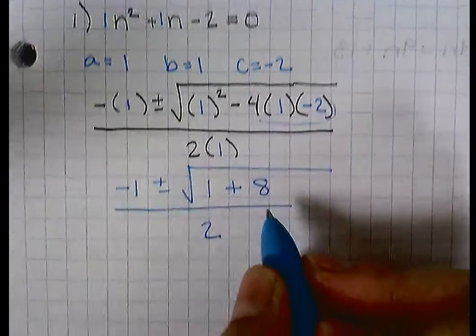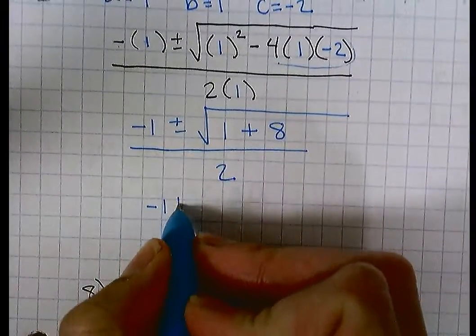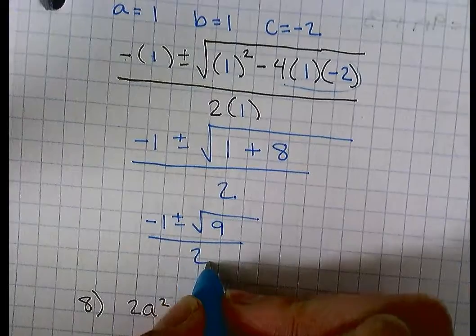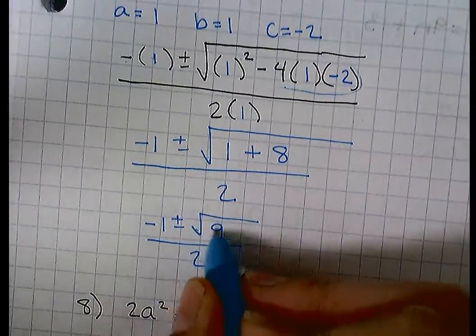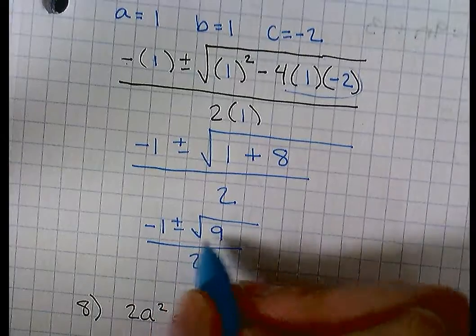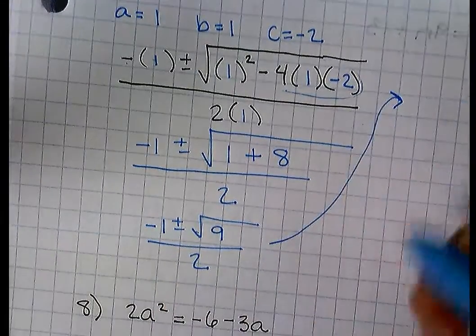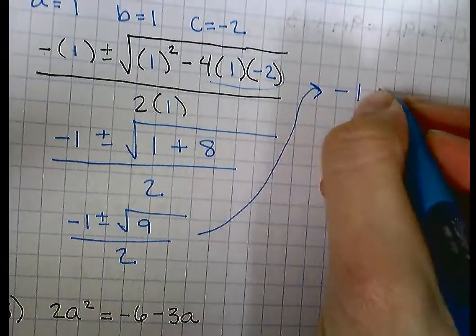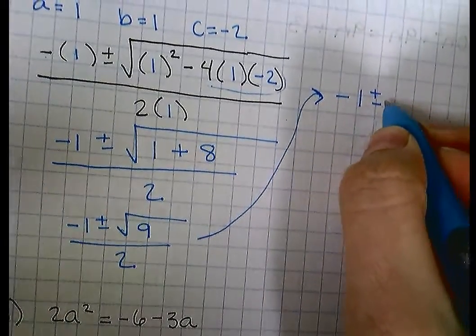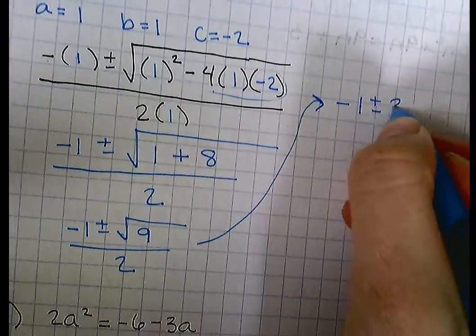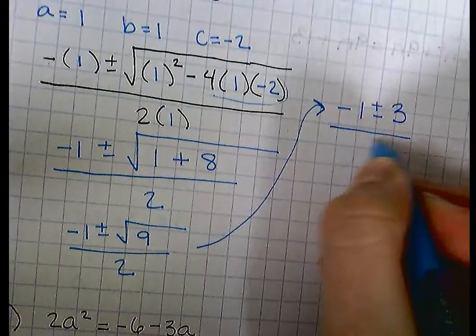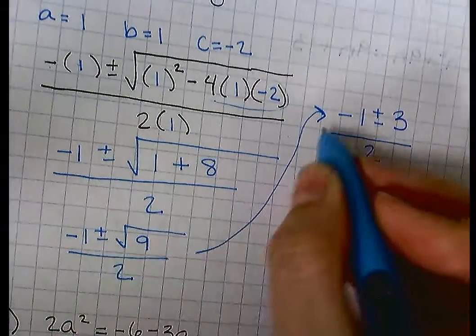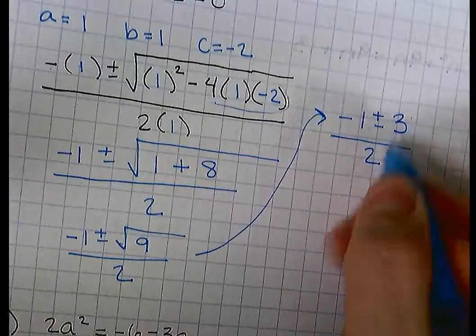So let's add these two numbers. I have -1 plus or minus square root. 1 plus 8 is 9, all divided by 2. Then we take the square root of 9. The square root of 9 is 3. Let me go over here because I ran out of space. So I will then have -1 plus or minus, the square root of 9 is 3, and then divided by 2. Sometimes I see students write the square root of 3, but the square root of 9 is just 3. Don't write it under the square root.